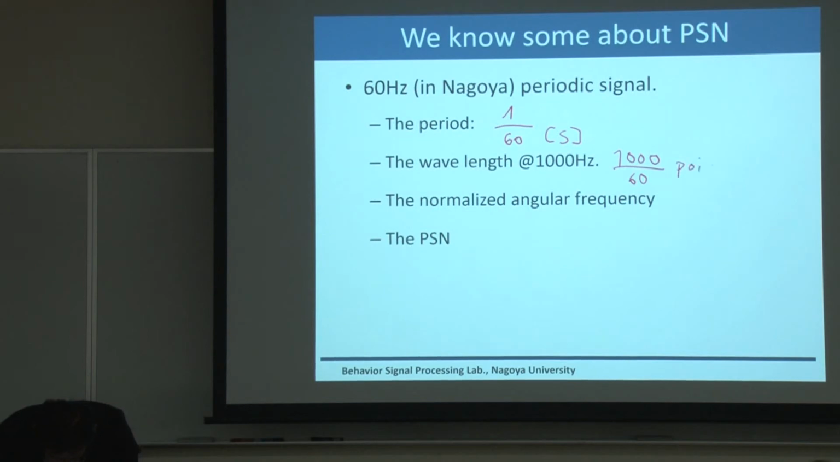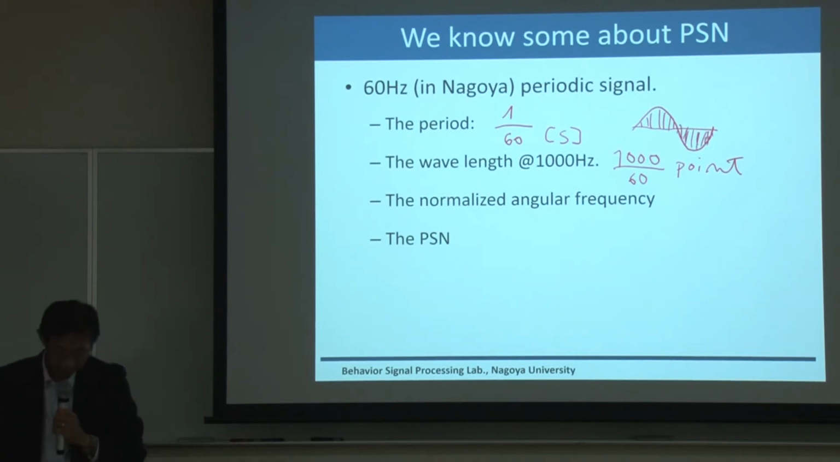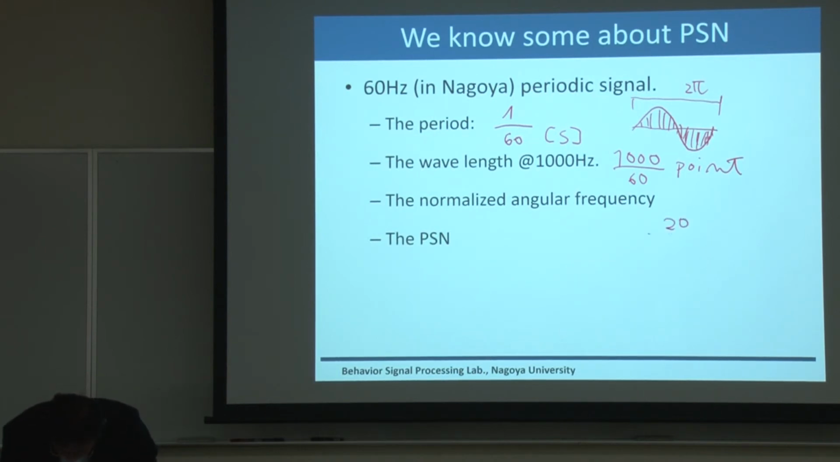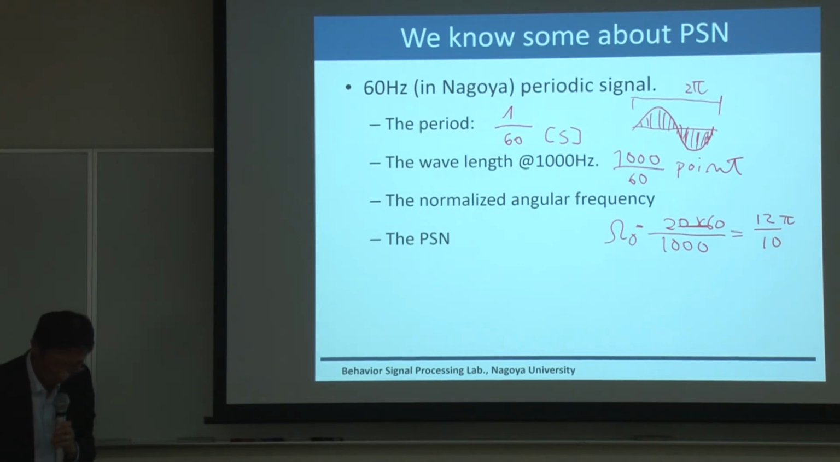The unit is point. So once we have this kind of a sinusoidal signal, there are 1,000 over 60 samples in a waveform, and this means that the normalized angular frequency is, because this is representing the 2 pi in the angular domain, then when you divide 2 pi by this value, means 1,000 over 60. This is the omega 0 for the cosine function. That is 12 pi over 10. That was wrong. Sorry, 10 over 12 pi. That is the omega 0.